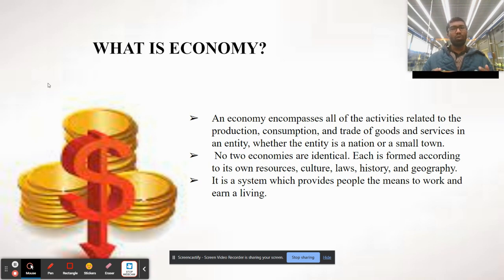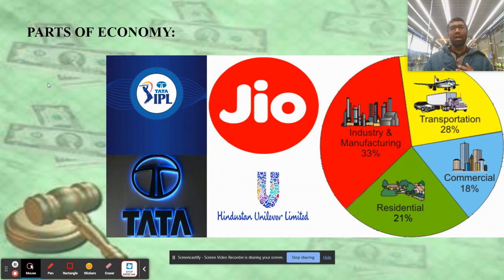It is a system which provides people the means to work and earn a living because an economy is in different stages. For example, if we take industry, industry owners, they give jobs to multiple people, people come there, work, and they earn. For example, what are the parts of economy?